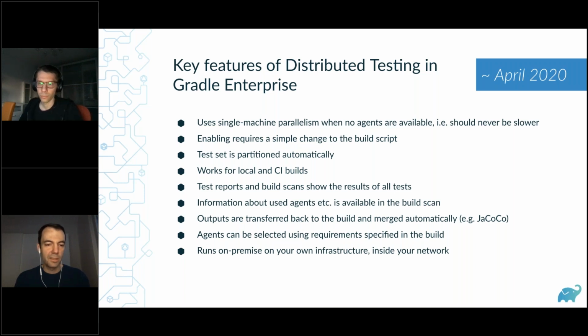And last but not least, this all runs on premise on your own infrastructure. That means the agents run on your own infrastructure, the Gradle Enterprise server runs on premise, and your builds run on your developer machines or your CI agents. So everything is inside your network. You don't share any information you don't want.